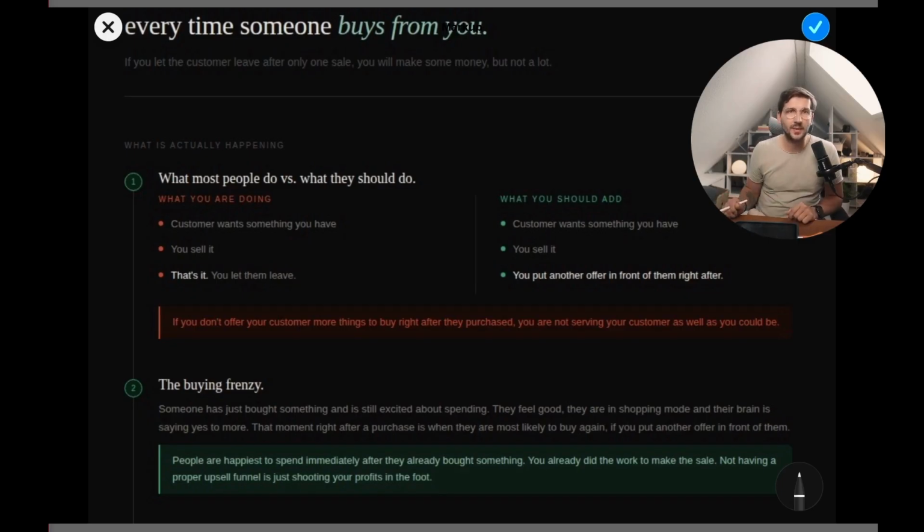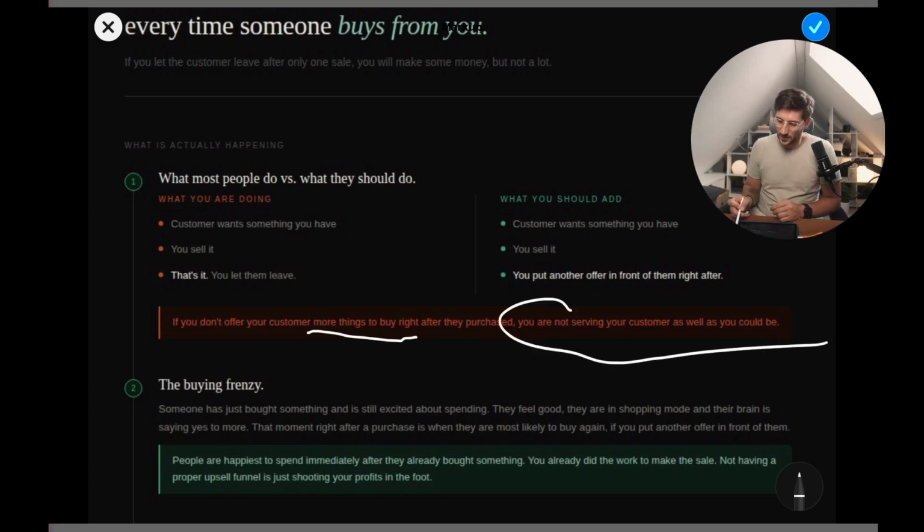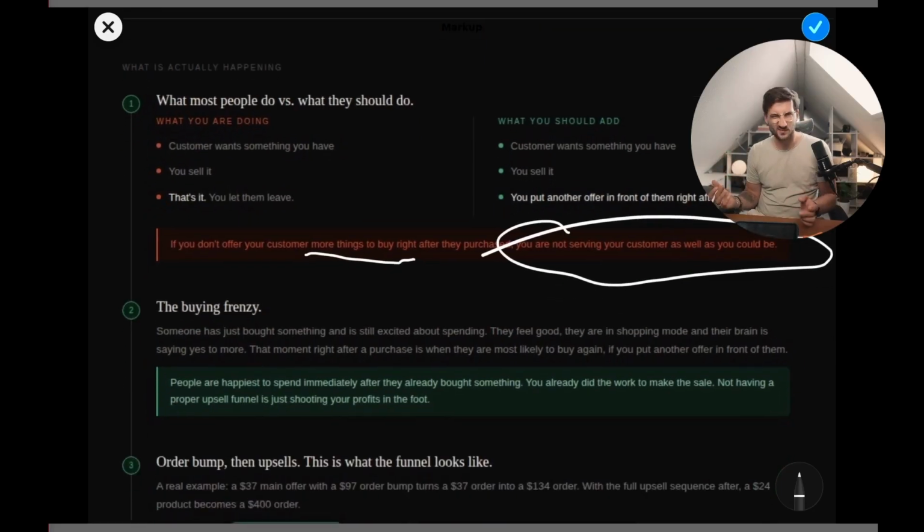That solves the next step, because they might also want that. They might be very smart and know that they solve one problem and then there might be another problem that appears. So you already offer two solutions to two problems they're having. If you don't offer your customer more things to buy right after they purchase, you're not serving your customer as well as you could be, which makes sense.